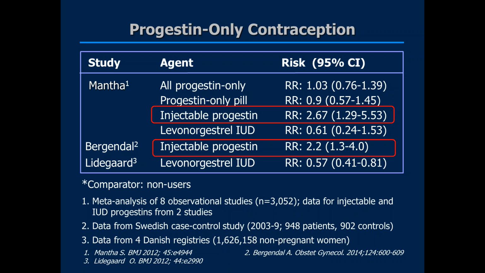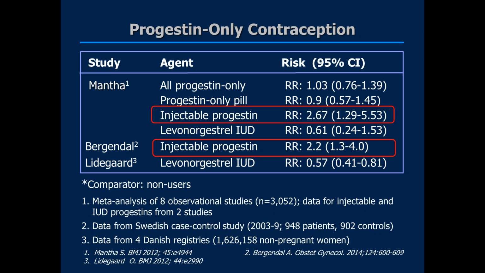It's generally thought that the progestin-only contraceptives pose very little risk of thrombosis, and oftentimes they're recommended with very little thought, actually, for women at high risk. The results on this slide suggest that we probably need a little bit of a more nuanced view. So here you have the results of 3 studies. The first study by Mantha is a meta-analysis of 8 observational studies.